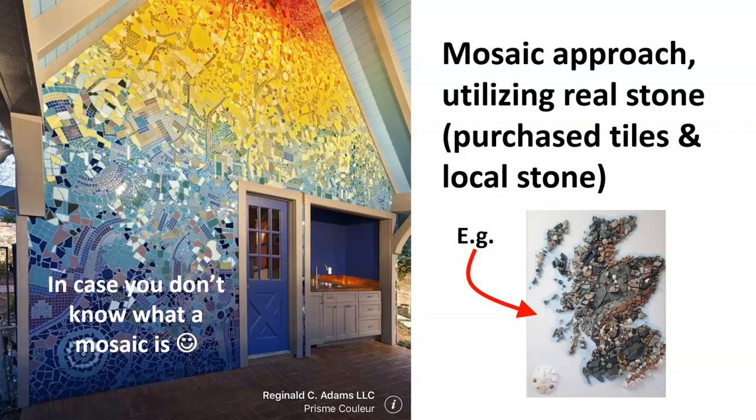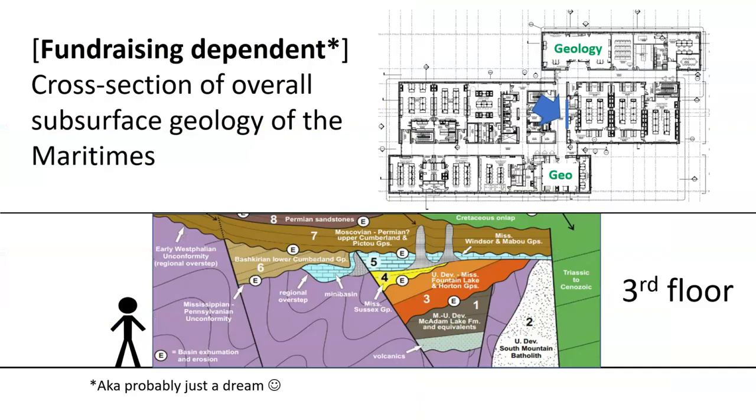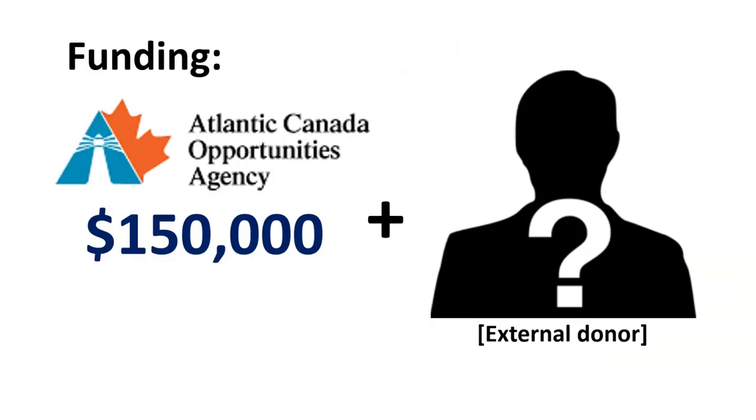This design would utilize a mosaic approach to cut back on costs, but utilize both purchased and locally produced stone tile. If money allows, we also envision a third equivalently sized mosaic on the third floor, which would represent a cross-section of the entirety of the geology of the Maritimes from east to west.